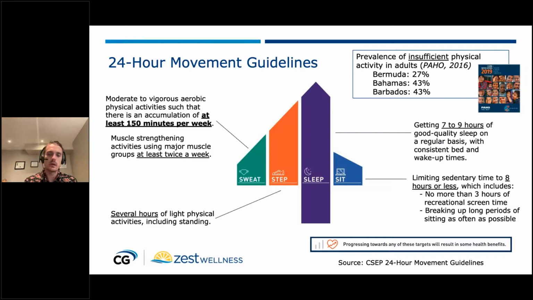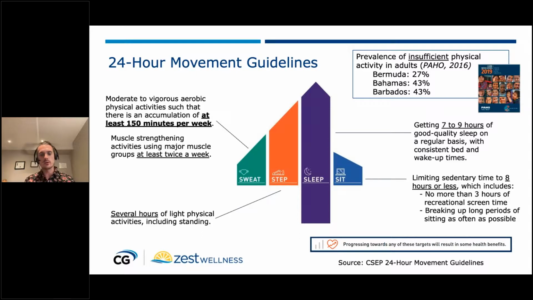And then further to that, limiting sedentary time. So just simply sitting to 8 hours or less per day, which includes no more than 3 hours of recreational screen time. So for many of us, that's our screen time in the evenings, and then breaking up long periods of sitting as often as possible. So for all of us, including myself, after this webinar, we're gonna get up, either go grab a drink, perhaps water, go do something else, and we're gonna just move our feet.